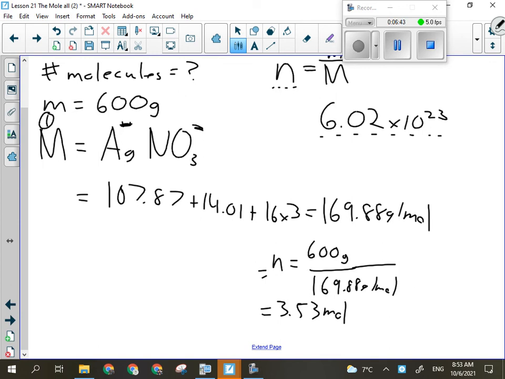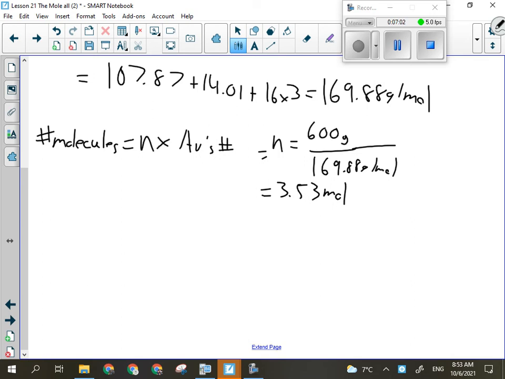Now, as we said, if I want to calculate the number of molecules, I take the number of moles and I multiply by Avogadro's number. Okay, and that will give me my number of molecules. So that's going to be 3.53 with all the decimals that are still in my calculator times 6.02 times 10 to the 23.